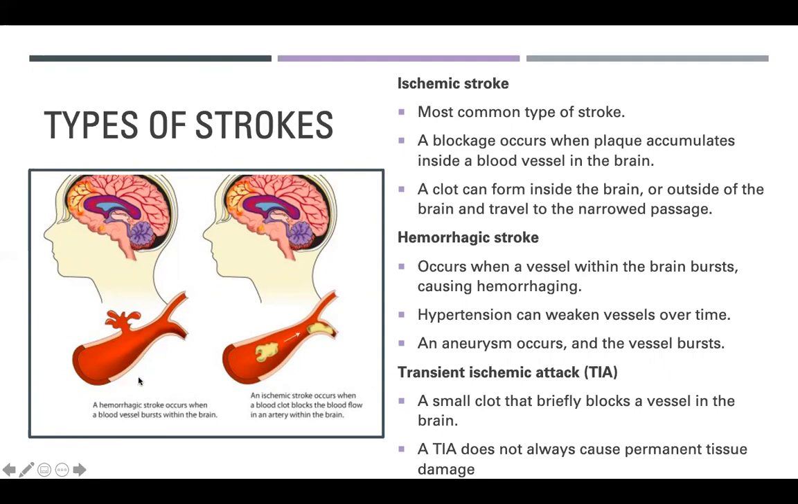And then there's a transient ischemic attack, or a TIA. It's a small clot that briefly blocks a vessel in the brain. So a TIA doesn't always cause permanent tissue damage. It's sometimes called a warning or a small stroke. But it can often lead to an ischemic stroke or a little more serious stroke. So even when you're experiencing these symptoms, you want to act fast because it could turn serious very fast.